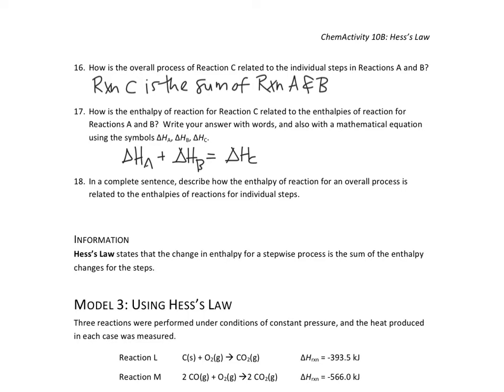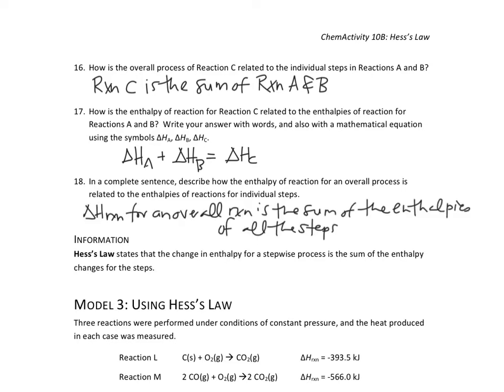So how might we write in a complete sentence a description of how the enthalpy of a reaction for an overall process is related to the enthalpies of reactions for individual steps? The way I would write this is, the enthalpy of reaction for an overall reaction is the sum of the enthalpies of all the steps. And this is in fact a statement of Hess's law. Hess's law states that the change in enthalpy for a stepwise process, in other words, something you do step reaction A first and then do reaction B, is the sum of the enthalpy changes for the steps.